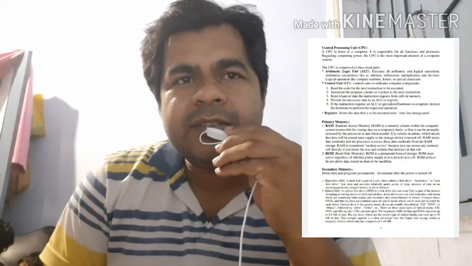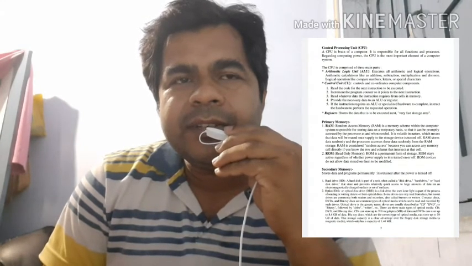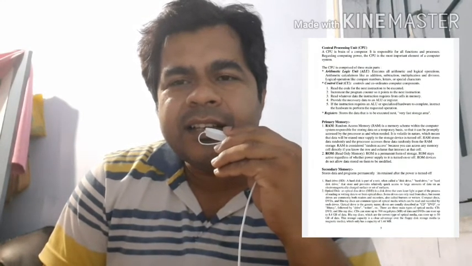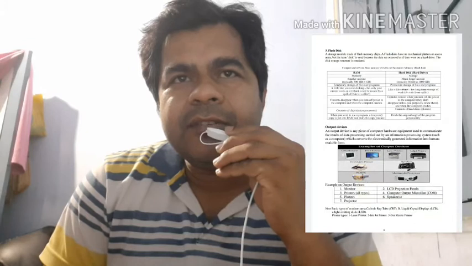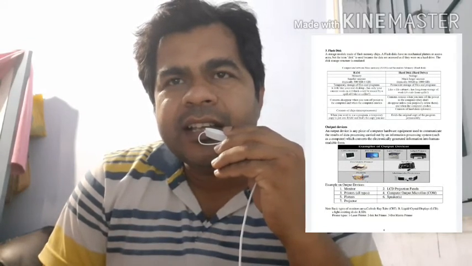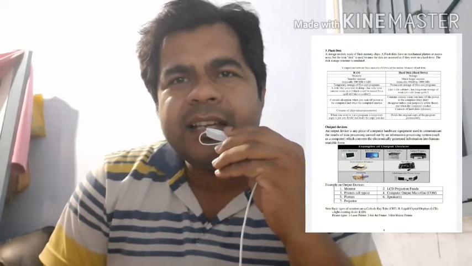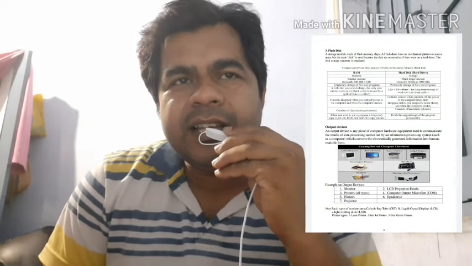Now we discuss input devices. Input devices are peripherals that are connected to the computer and take data from the user. Some examples of input devices are the keyboard, pointing device, remote control, joystick, touch screen, scanner, graphics tablet, microphone, digital camera, webcams, and light pens. These are common examples of input devices.